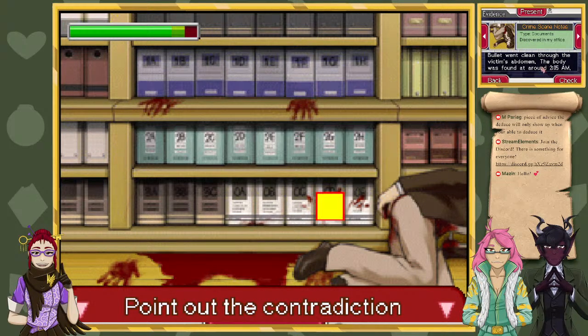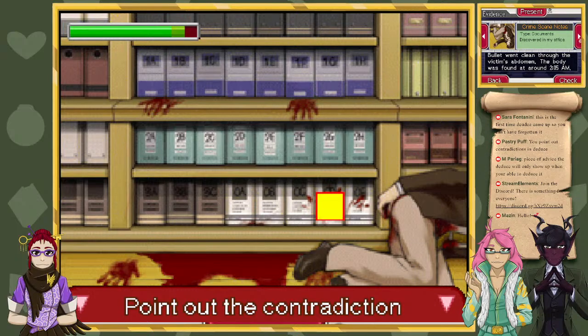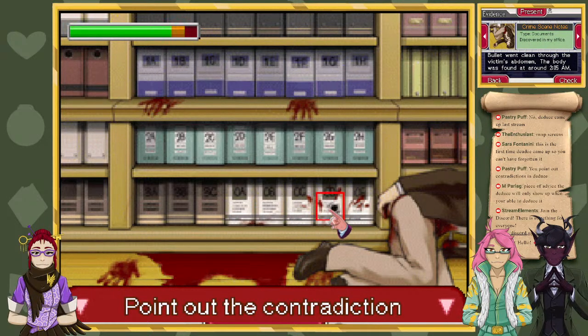Hello. Shot in the abdomen? The abdomen? Min, I think it's this one. Because that's not shooting him in the abdomen standing up. No, that definitely... Is there another stream? Or sorry, another screen?